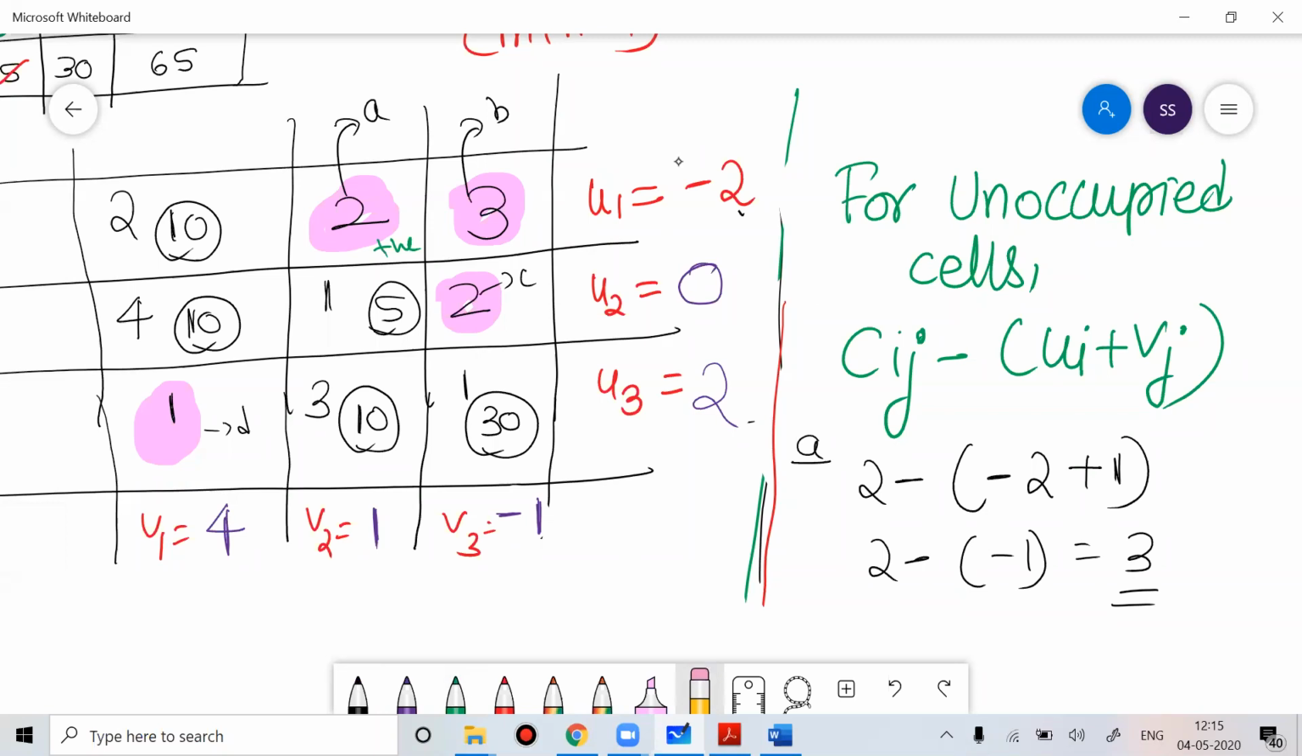Please reply if anyone has any doubt. This is clear. See the corresponding row and column. Clear? Can I go ahead? I hope everyone is understanding. I'm not seeing anyone reply in the chat, so I'm assuming that you're understanding. Similarly, I can do for other cells.